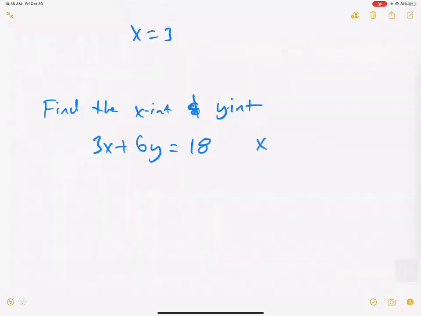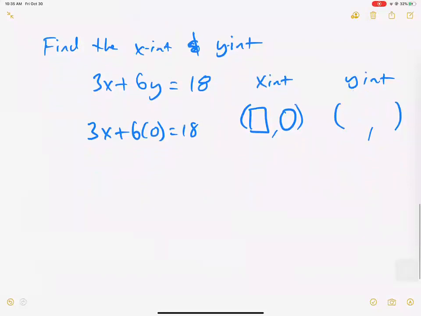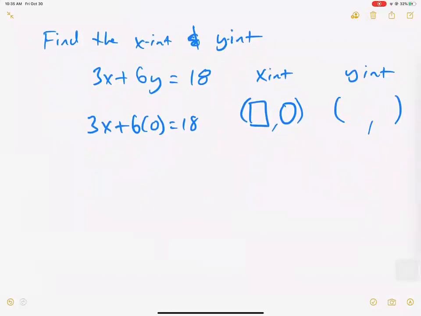So to find the x-intercept and the y-intercept, I want to ask you guys, what do we block off? To find the x-intercept, remember, I want the x, so we block off the y. Automatically, we're going to say y is 0. So 3x plus 6 times 0 is equal to 18. And that's the work I want you guys to show. Because if I'm solving for the x-intercept, I'm going to block the y.